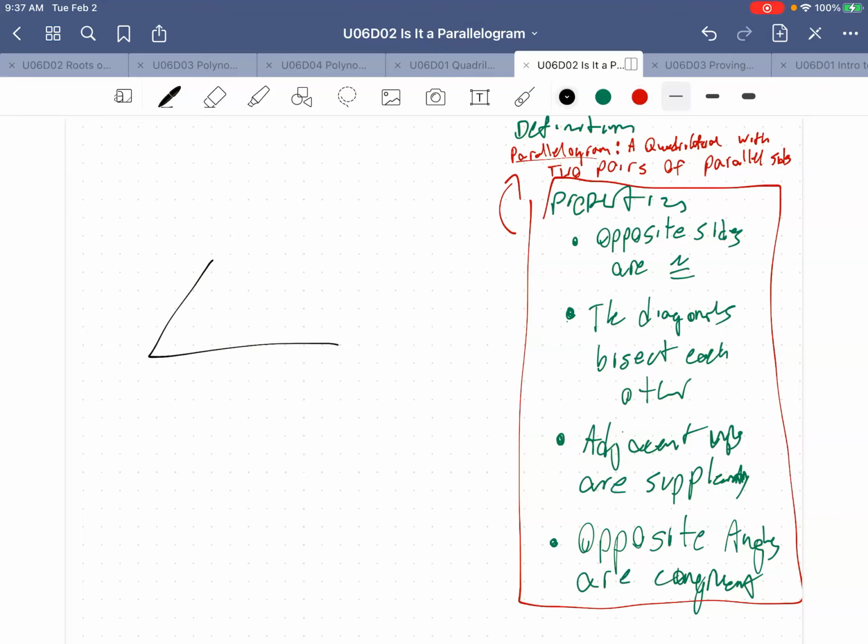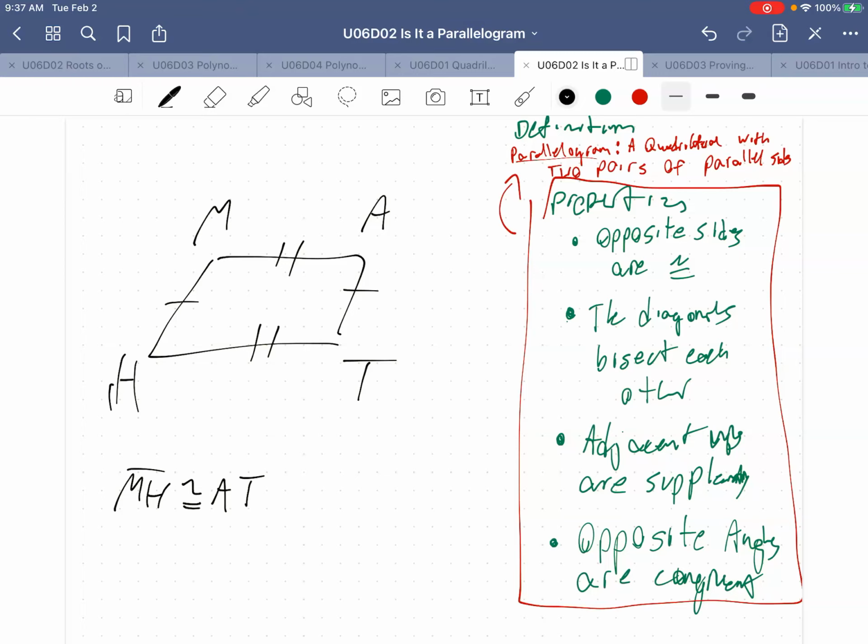So if we were to draw a parallelogram, we'll name it parallelogram MATH. We will assume one of the properties of the parallelogram. Let's assume that opposite sides are congruent. So MH is going to be congruent to AT by the given, and we are also going to assume that MA is congruent to HT by the given. Is this enough to prove that the opposite sides are parallel?